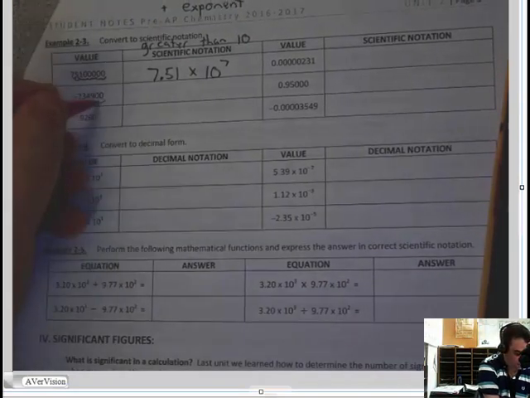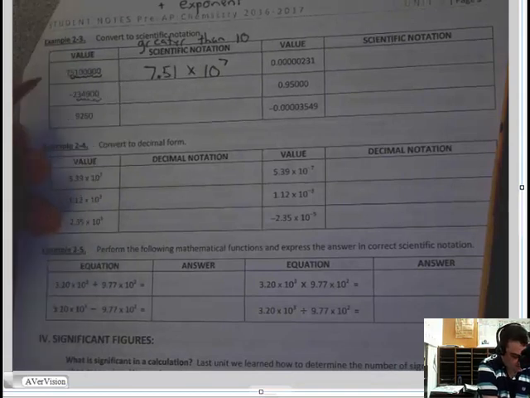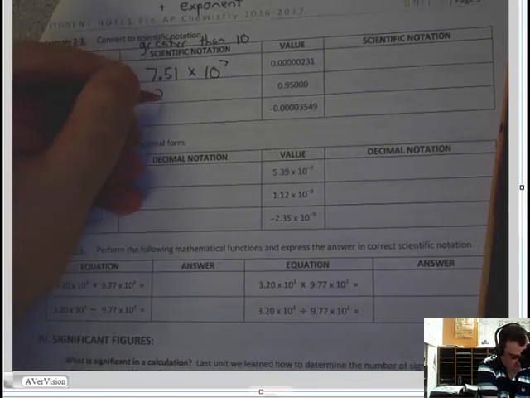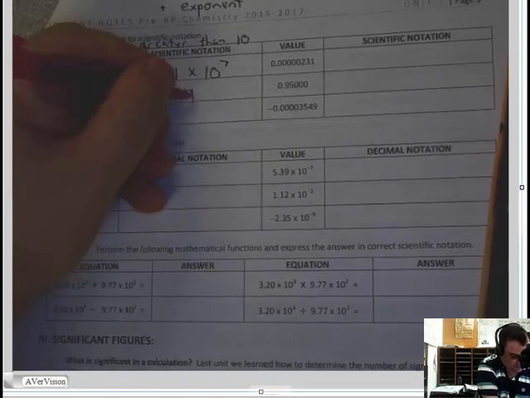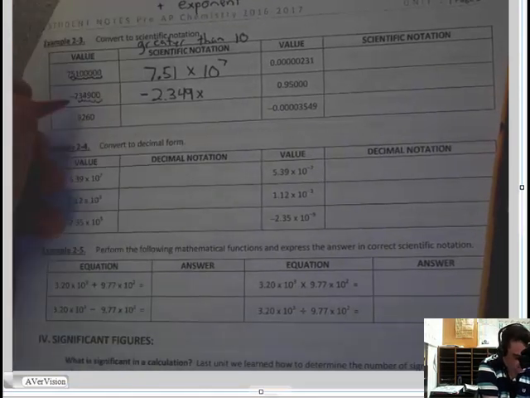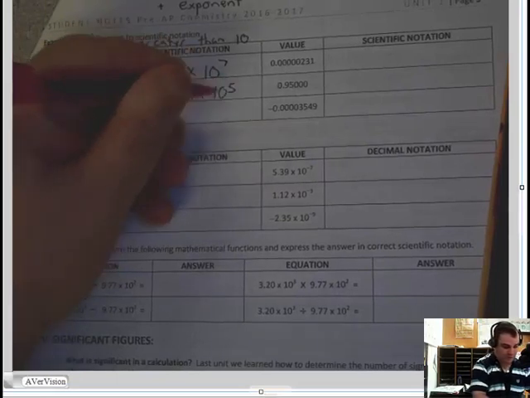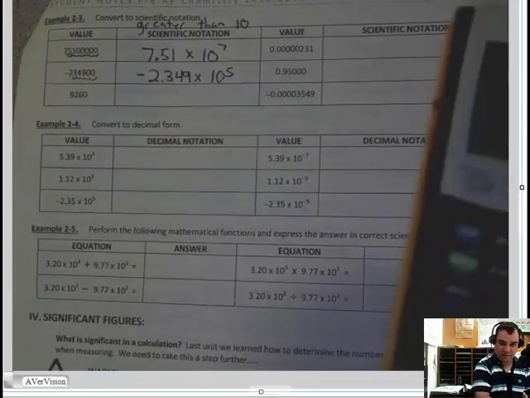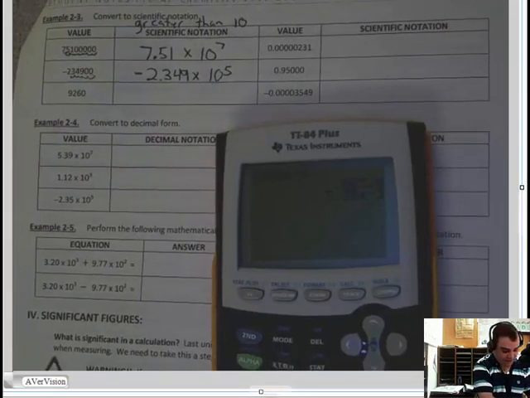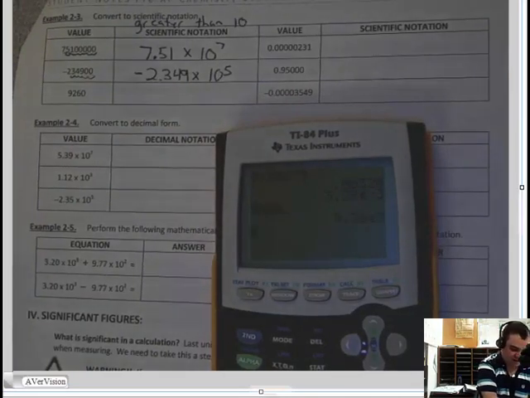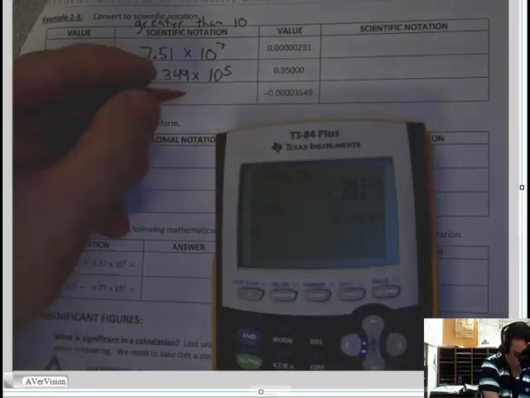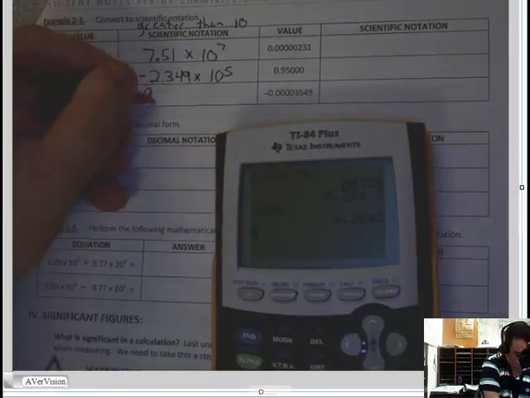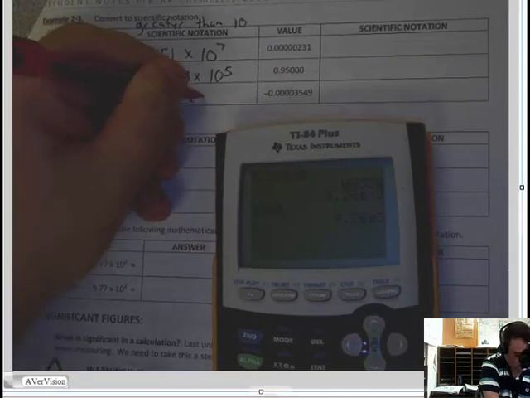1, 2, 3, 4, 5. Negative 2.349 times 10 to the fifth. Or you can just type your number in on the calculator, 9260, and it spits it out in scientific notation. Now remember, this E means times 10, so you write down 9.26 times 10 to the third.